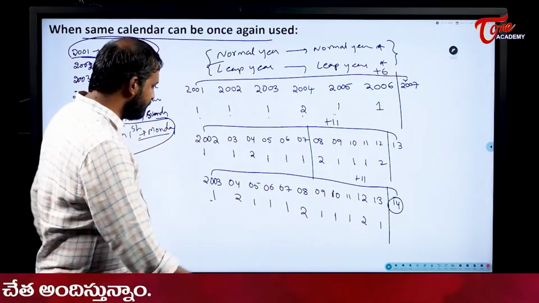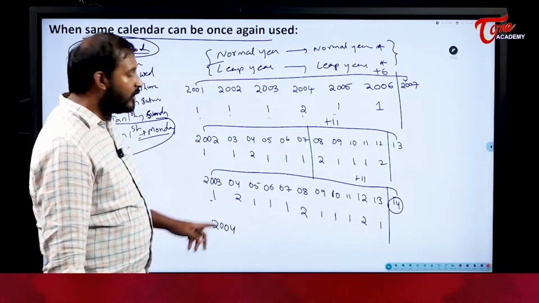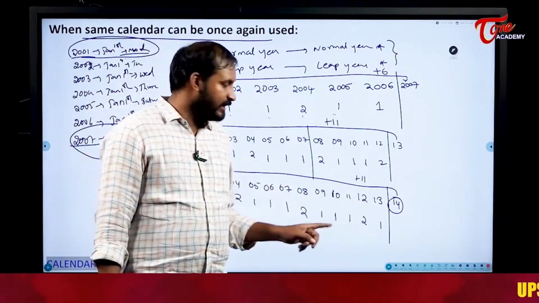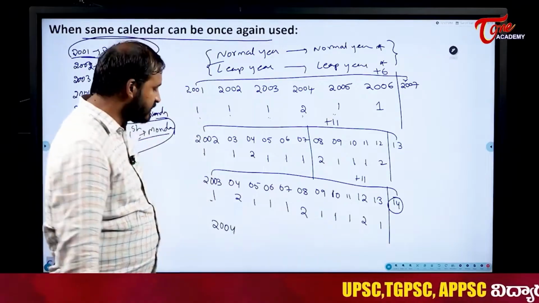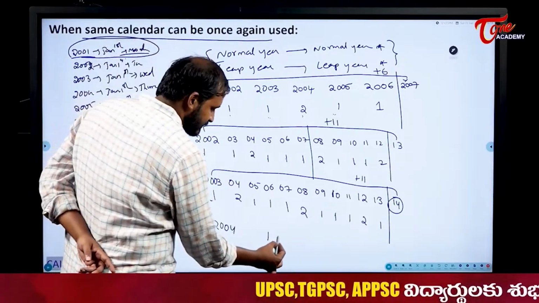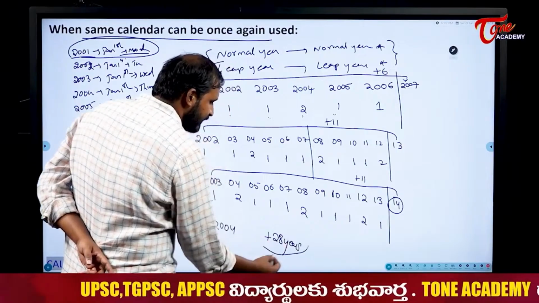Now if you check in the similar manner for 2004. 2004 is a leap year, right? To match a leap year with leap year in the same process, it will take us 28 years.